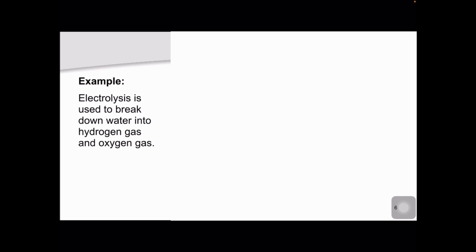And how do you know there's a reaction? Because we observe that there's a lot of effervescence, right? Then there are gases coming out. Now that itself is electrolysis.